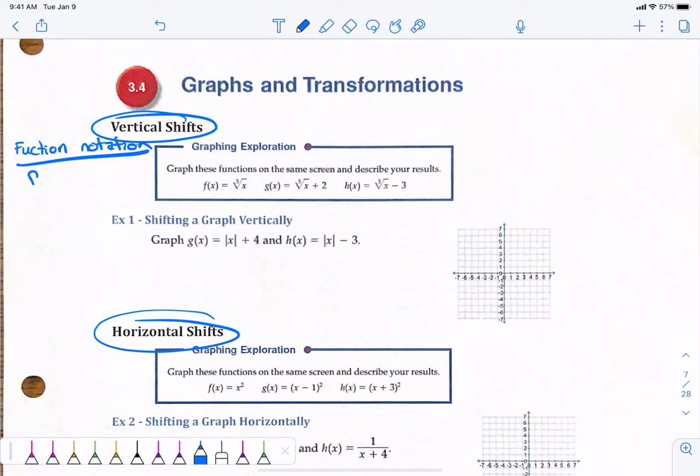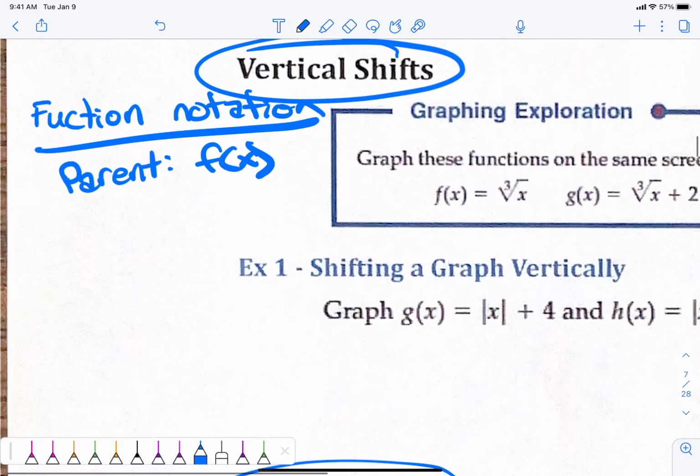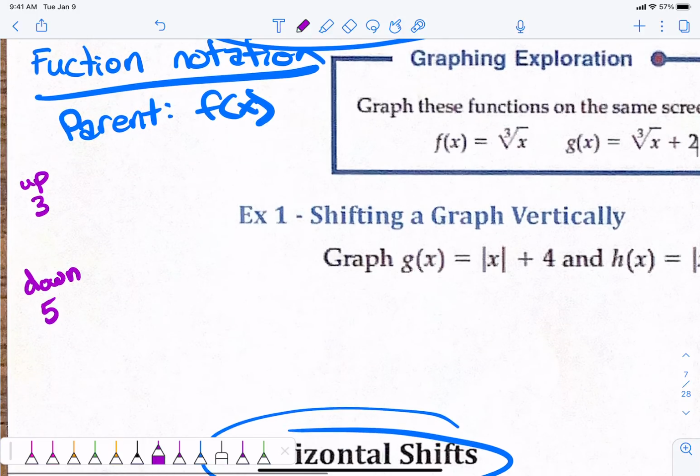Let's say my parent function is called f of x, which is something we usually do. The parent function is f of x, okay? Vertical shifts mean I'm going up, let's say up 3 or down 5. Here are some examples of up 3 and down 5. Whatever your parent function is, we're calling it f of x in this case, to go up 3, you would do f of x plus 3.